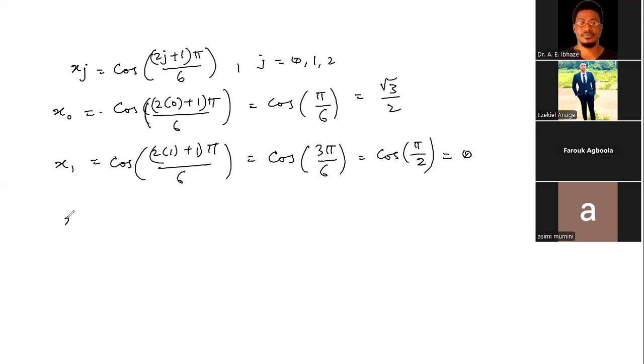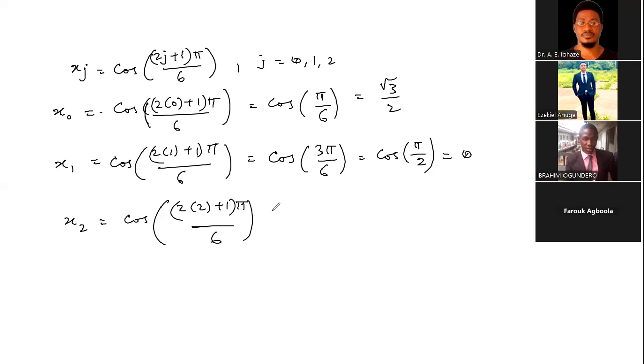Then S2 will be the same as cos((2 into bracket 2 plus 1) times pi over 6). So this will give us cos of 2 times 2, 4 plus 1, 5. That will be 5 pi over 6. So this will give us the negative of that. Yeah. So now we've been able to evaluate these values.